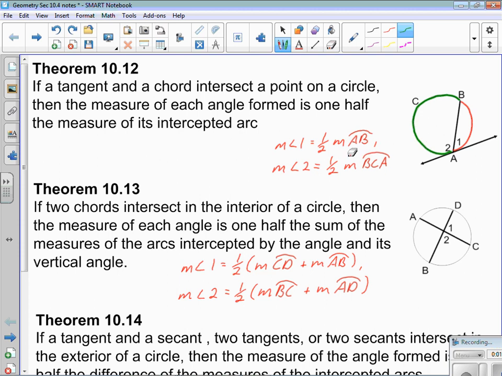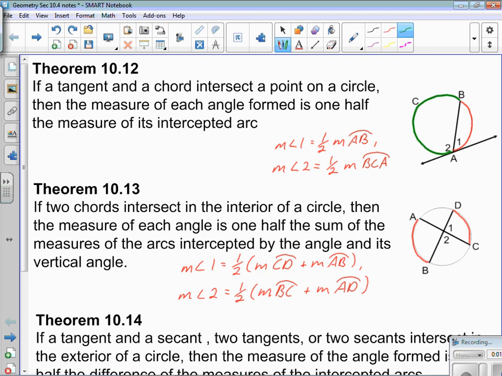Right. Theorem 10.13, if two chords intersect in the interior of a circle, then the measure of each angle is half the sum of the measures of the arcs intercepted by the angle and its vertical angle. So it's half of the measure of the arc and the arc of its vertical angle. So angle 1 is going to be 1/2 of arc DC and arc AB added together, because it's the arc of angle 1 plus the arc of its vertical angle.